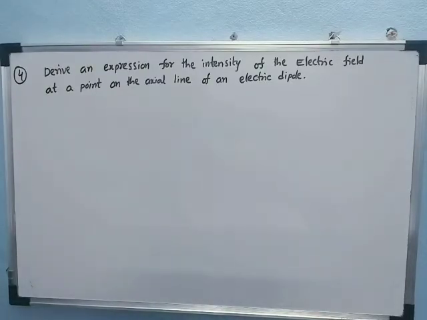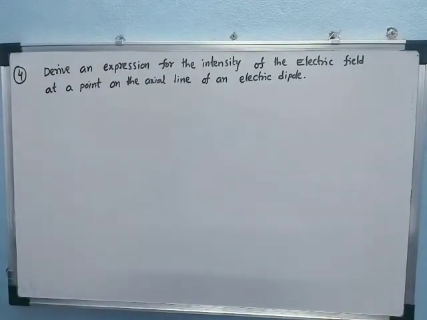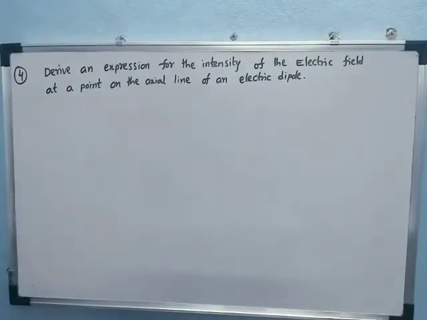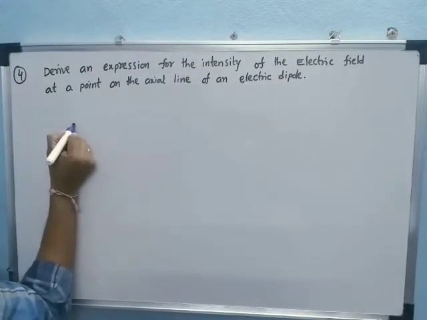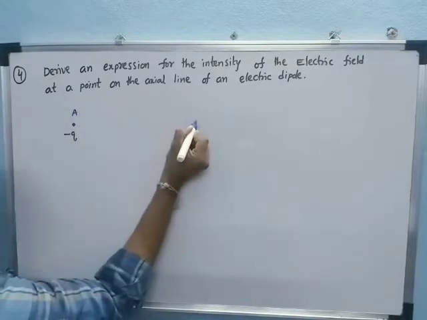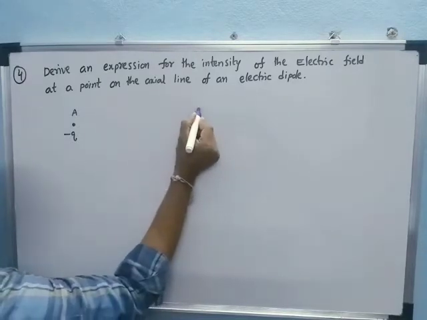See the next question: derive an expression for the intensity of the electric field at a point on the axial line of an electric dipole. Dipole means how many charges are there? Two charges. One is the positive charge, another one is the negative charge. See, let us consider an electric dipole. One negative charge is placed at A point, and the positive charge is placed at B point.